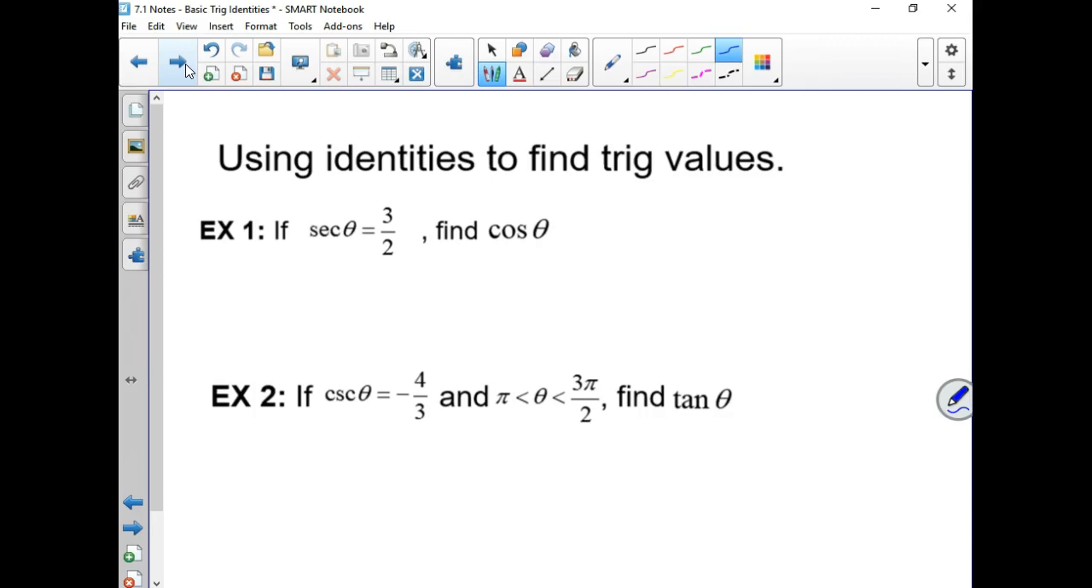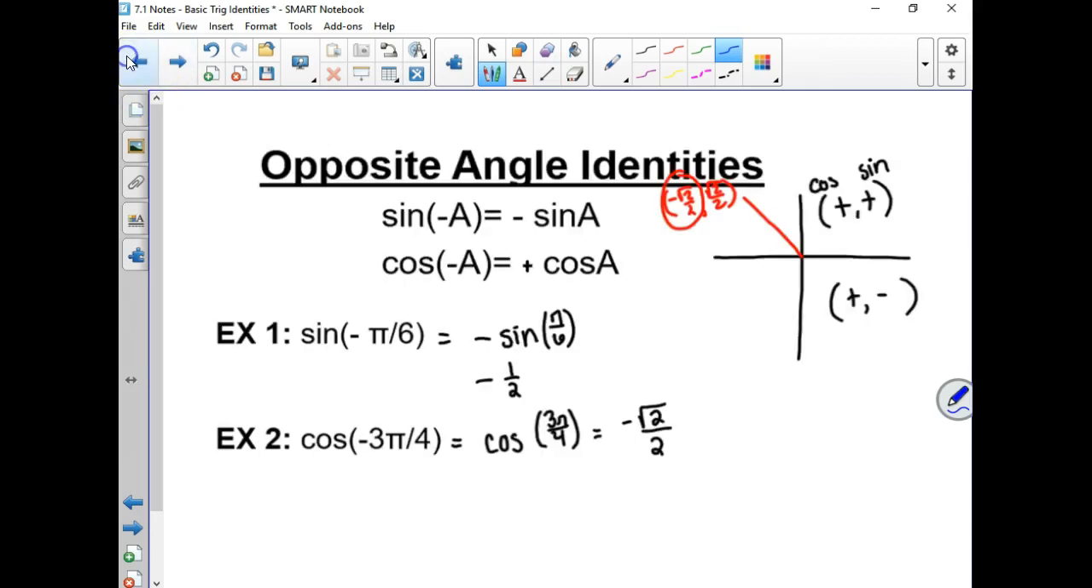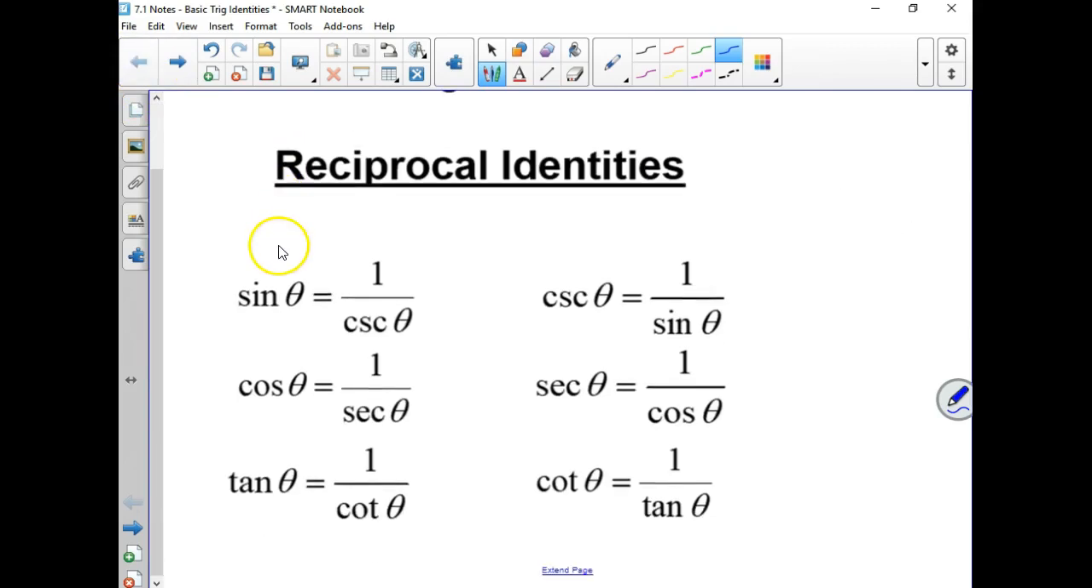There are several ways that these problems can be done, but we are going to look at them using trig identities. So first of all, we're going to look back through all of our identities that we know, and we're going to look for any that may include both secant and cosine. And if we look back, right here, we see cosine of theta equals 1 over secant theta, or secant theta equals 1 over cosine theta. But since we're looking for cosine theta, this first one will probably be the most helpful.